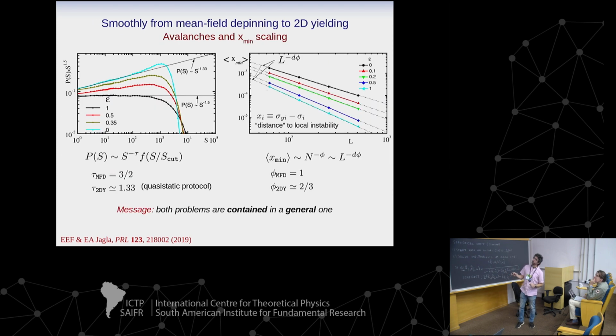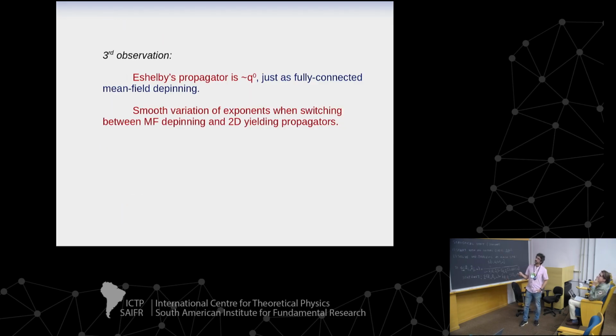And you can see exactly the same thing with the avalanche exponent, okay? That goes from 1.5 in the pinning to something like 1.33 in yielding, remember, in 2D. Or for the scaling of this quantity x min that I defined yesterday, the typical distance to trigger the next avalanche. It changes smoothly, with one exponent in the fully connected pinning case and one exponent in the 2D yielding case. Okay? So the message here is that both problems are contained in a more general one. So the third observation is that the HLB propagator is order q to the 0, just as fully connected mean field depinning. And there is a smooth variation of the exponent when switching between one and the other.